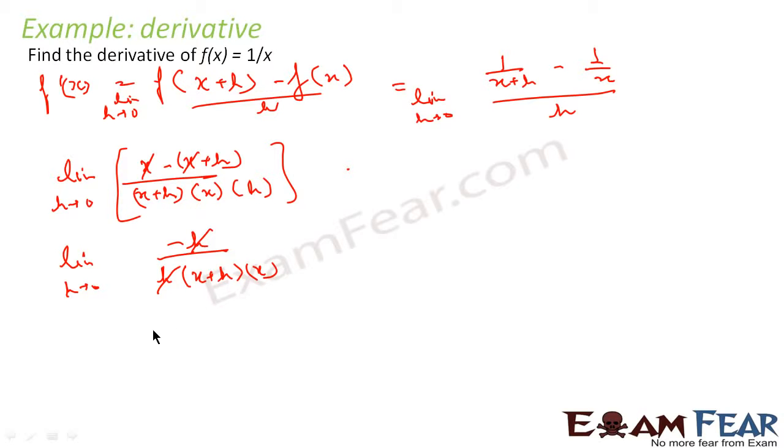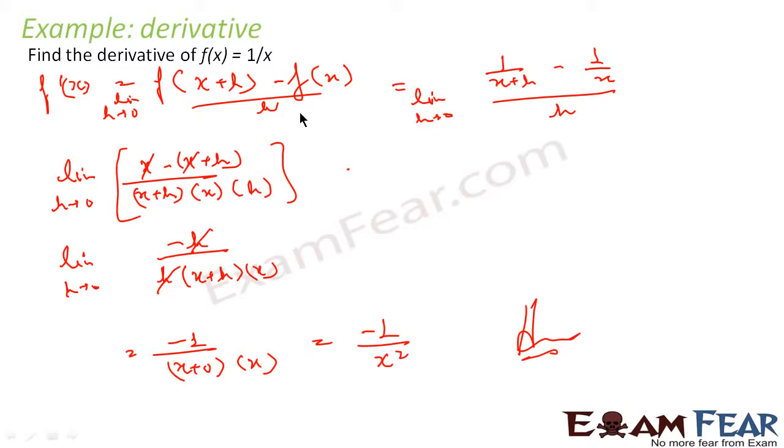Now we can put the value of h equal to 0, because if we put h equal to 0, it is not 0 by 0 form. So this is nothing but minus 1 by (x plus 0) into x, and that is nothing but minus 1 by x square, and that is the answer. So derivative of 1 by x is minus 1 by x square. What we have done, we have just used the formula f dash of x equal to f(x+h) minus f(x) by h.